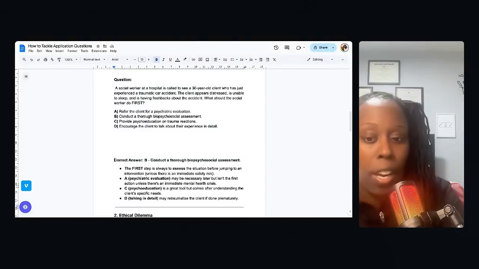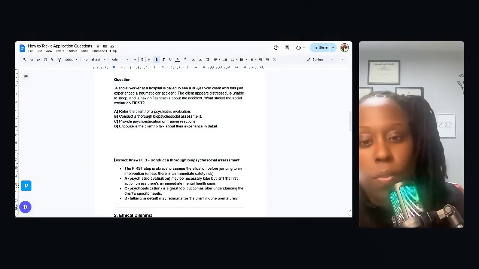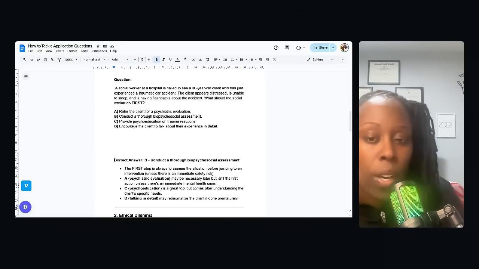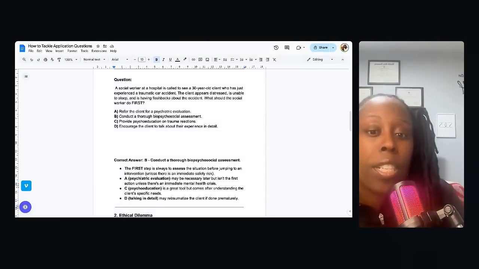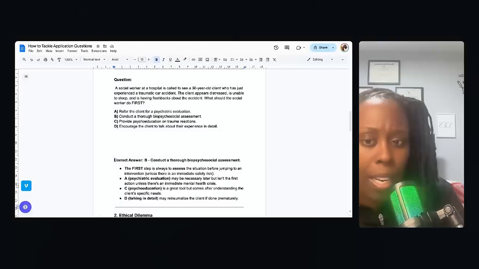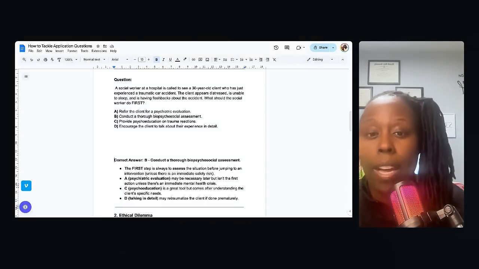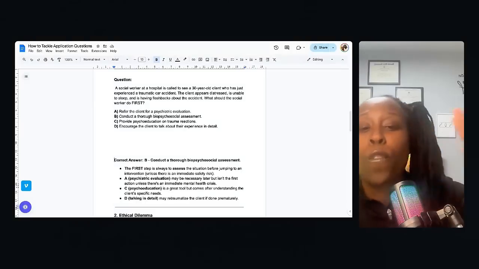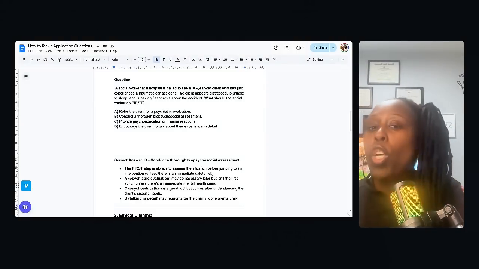Now, it says here, the first step is always to assess the situation before you jump in and you start intervening. So providing psychoeducation is an intervention, correct? Encouraging the client to talk about their experiences is an intervention. You're like providing therapy in that moment. Referring the client to a psychiatric evaluation, you're just jumping to referring them out before you have actually tried to start with the assessment process. You don't know what's going on.